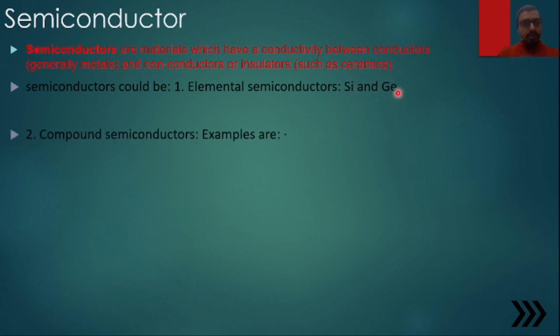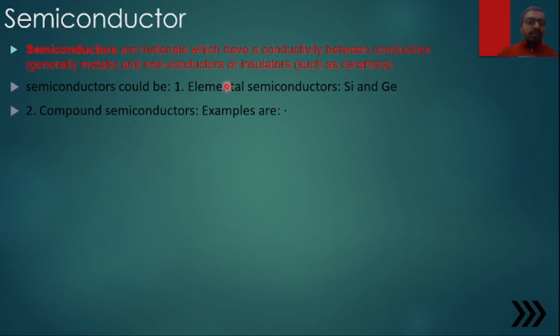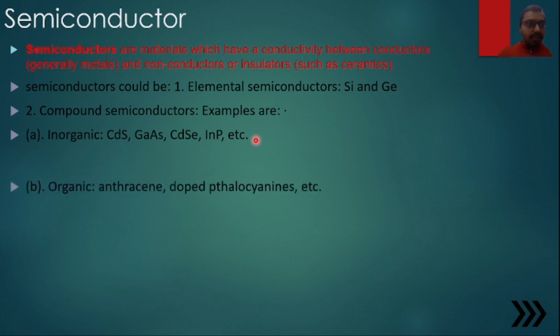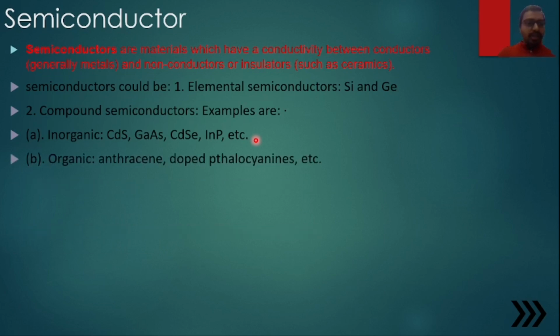Now next come to the compound semiconductor. Here the word compound signifies that this semiconductor is made up of more than one atom. For example, let us consider the inorganic semiconductors like CdS and GaAs, that is cadmium sulfide and gallium arsenide, etc. There are also a lot of compound semiconductors like organic semiconductors, anthracene, and organic polymers like polypyrrole, polyaniline, etc.